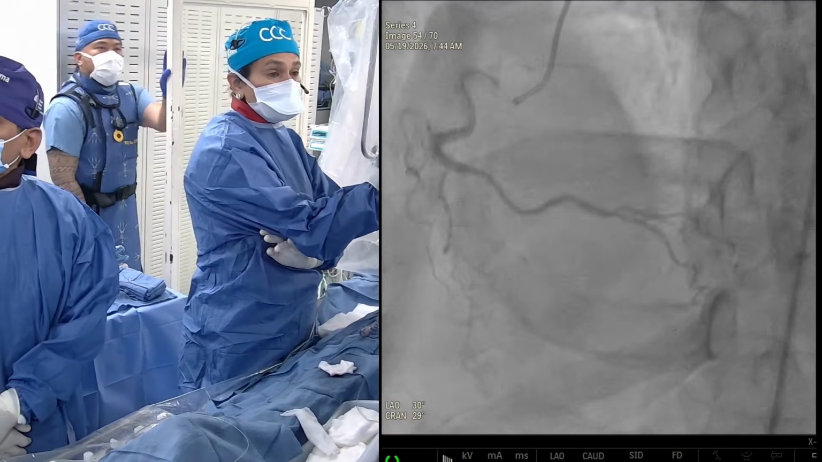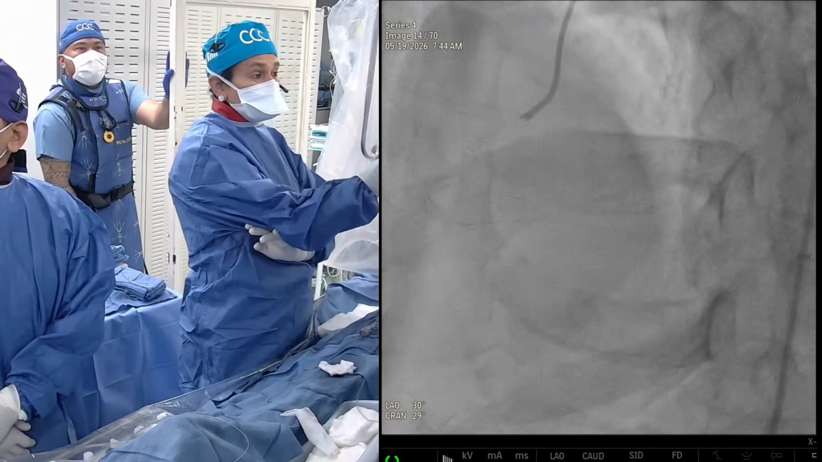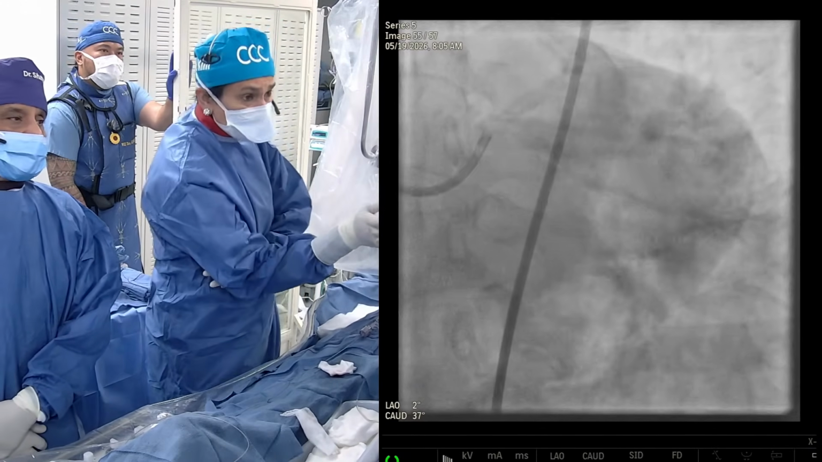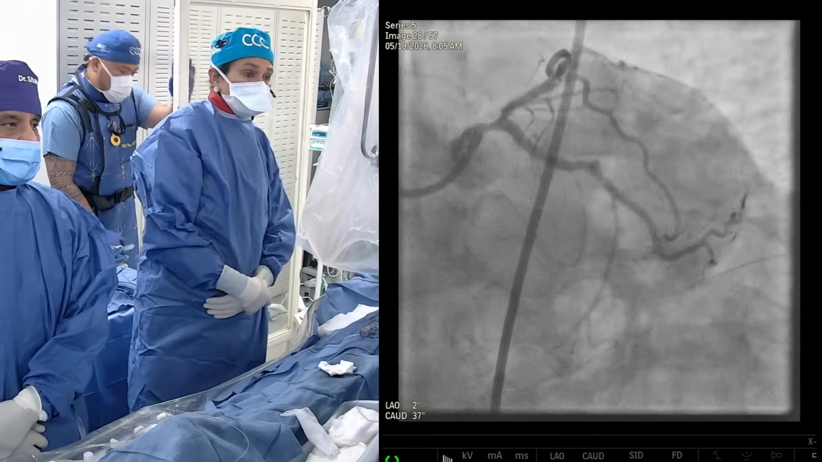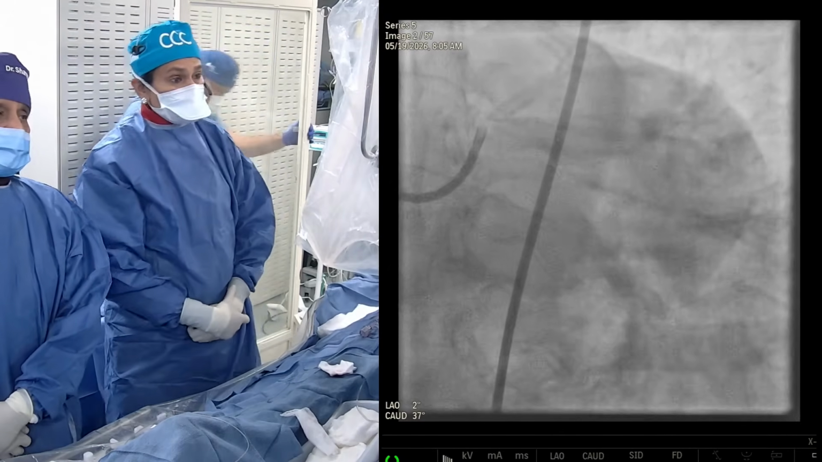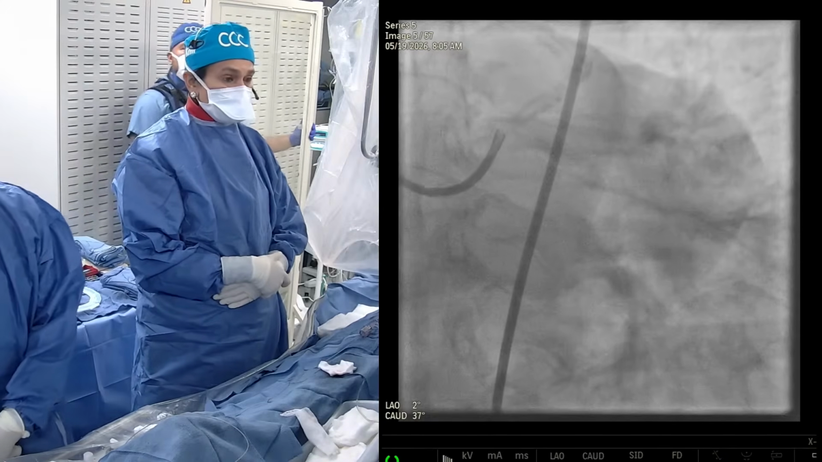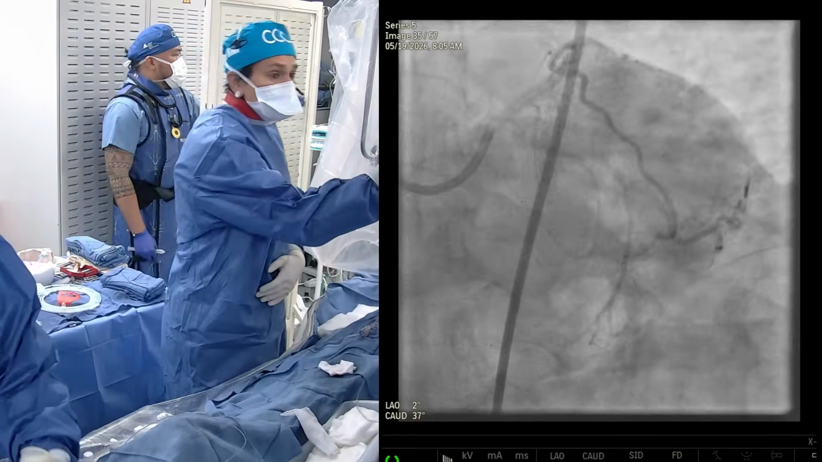I think the teaching point is, if you're already angiographically seeing that kind of tram track calcium, there's no indication to do imaging at this time. Do any kind of atherectomy that you're comfortable with. So we'll be doing rotational atherectomy. I'll tell you one other thing.